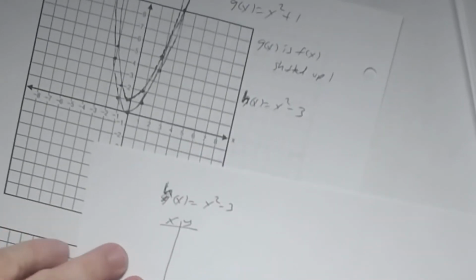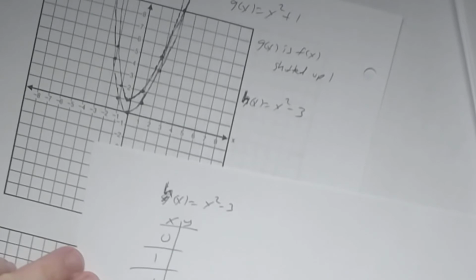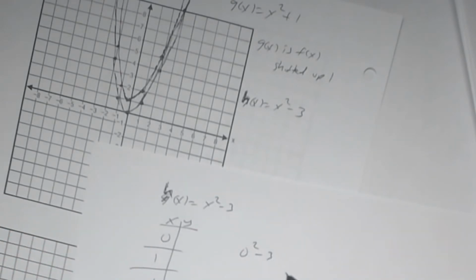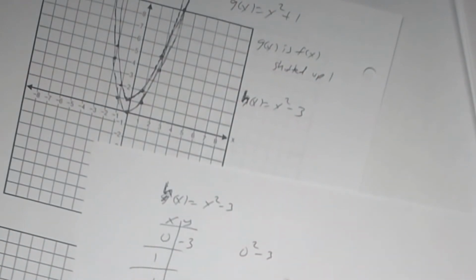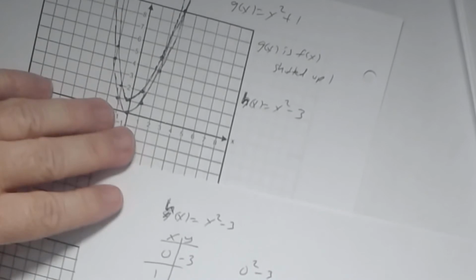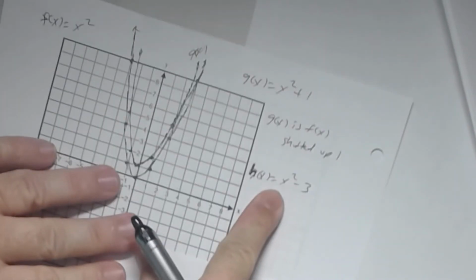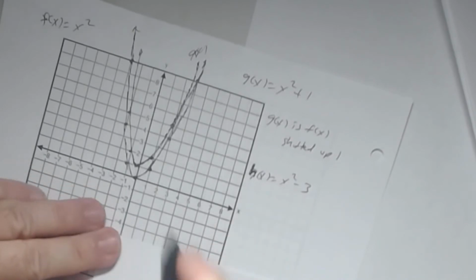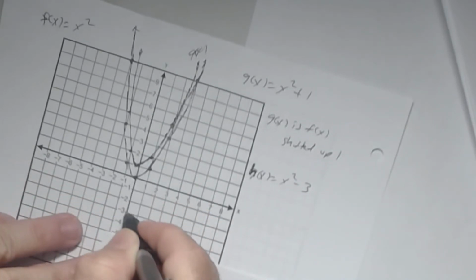All right. So if we use 0, 1, -1, 2, -2, and so on, right? So if x is 0, what's 0 squared minus 3? -3. Kind of makes sense because we said that this says I take x squared and do what with it? Subtract 3 from it. Move it down 3. So 1, 2, 3. That's where we are.